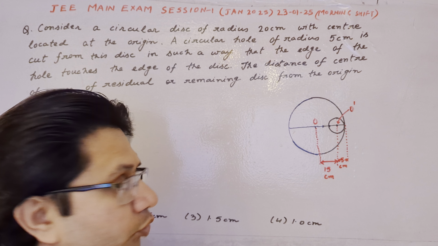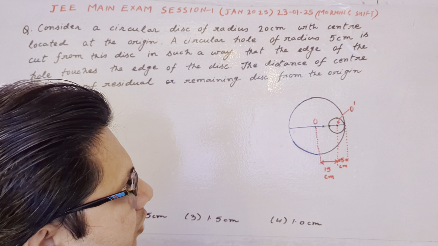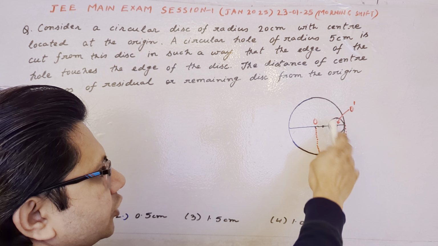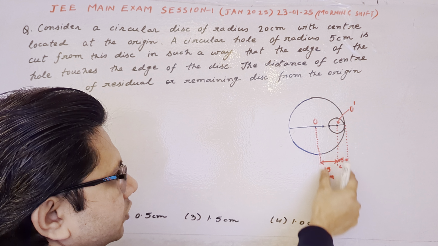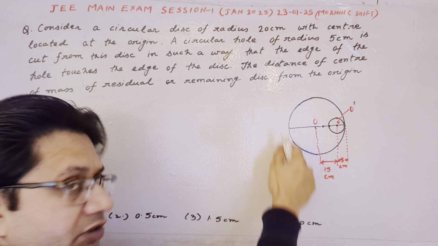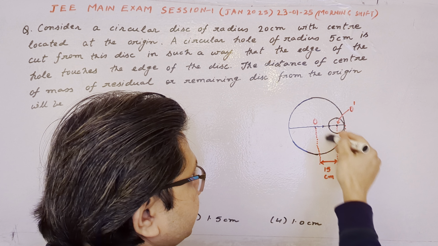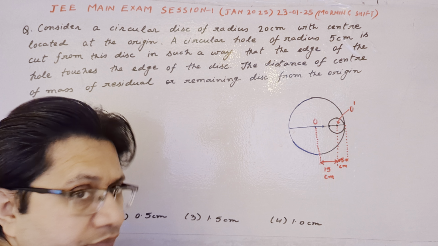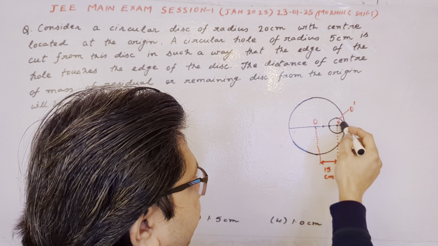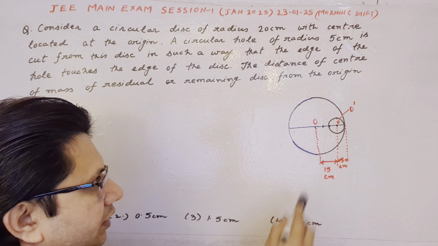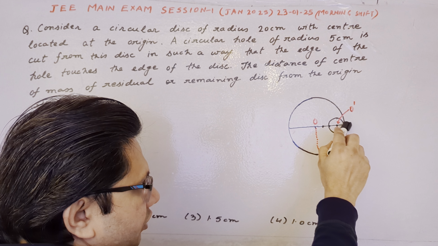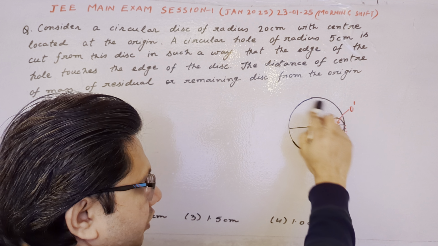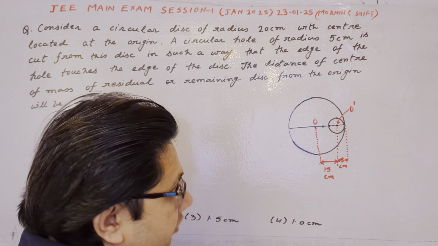So the problem is based on the topic center of mass. Now in this particular problem there is a disc having a radius of 20 centimeters. So this is 20 centimeters. Now from this disc a certain section is cut in a circular manner. A cavity is created. Now this particular cavity is having a radius of 5 centimeter and the edge of this cavity is touching the circumference or the edge of this whole circular disc.